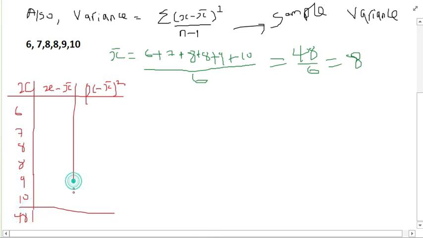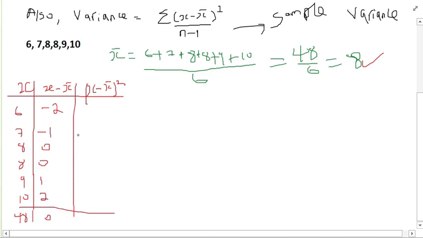Then what is the deviation from the mean? That is what this column is telling us. X minus x bar. Remember, x bar is 8. Okay, the mean is 8. Then we are going to subtract each of them from the mean. That is 6 minus 8, 7 minus 8, 8 minus 8, and so on. 6 minus 8 is minus 2, the deviation from the mean. 7 minus 8 is minus 1. 8 minus 8 is 0. 8 minus 8 again is 0. 9 minus 8 is 1. 10 minus 8 is 2. When you sum this column, it's always 0.